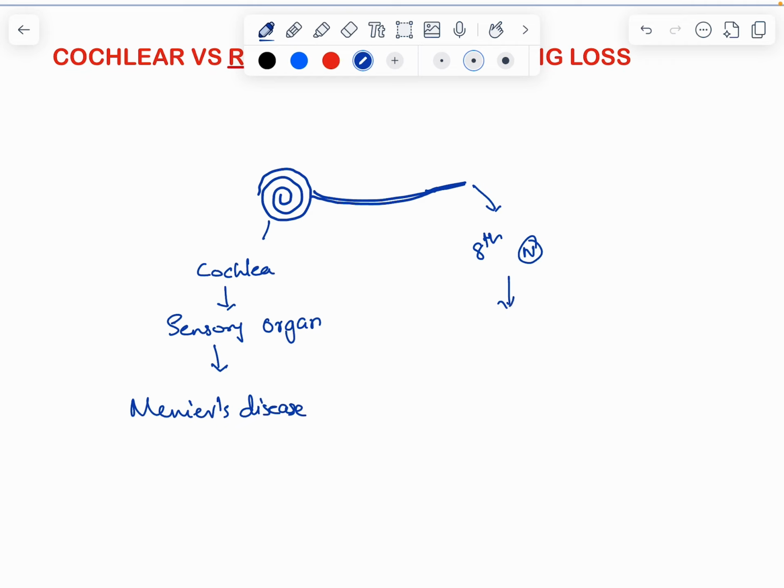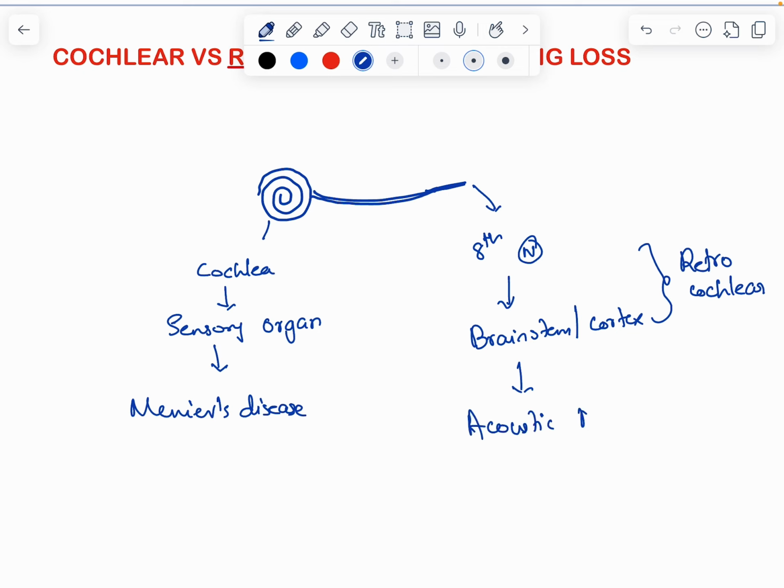Next is the eighth nerve. The eighth nerve is an example for retrocochlear. Retrocochlear is basically anything behind the cochlea. That starts from the eighth nerve, till the brainstem or auditory cortex, we can call it. This is called retrocochlear because these are behind the cochlea. A classical example for this is acoustic neuroma, which is a tumor of the eighth nerve.